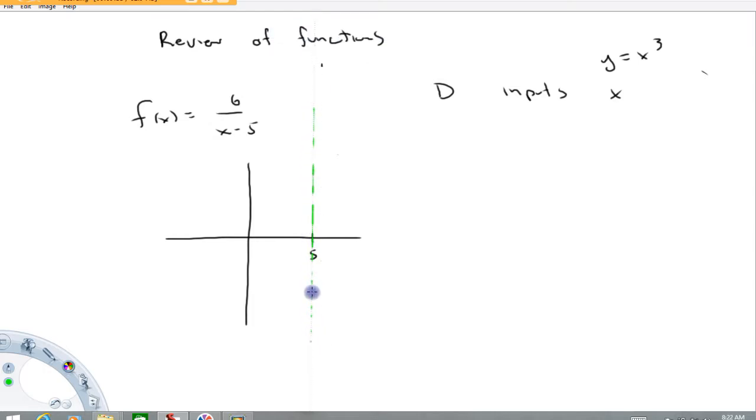Now, algebraically, when functions approach asymptotes, they typically either go to plus infinity or minus infinity. This one, give me a moment here to think about what this thing looks like.